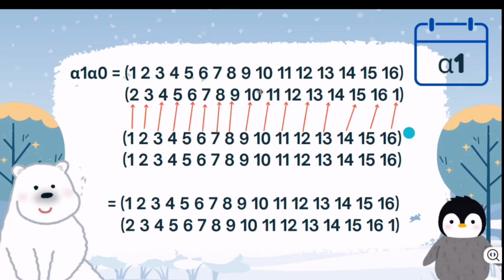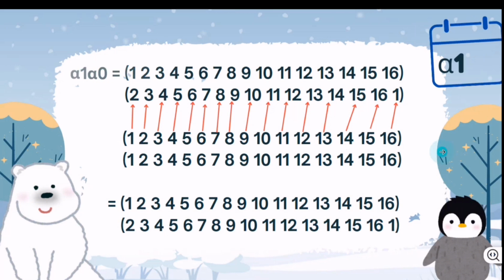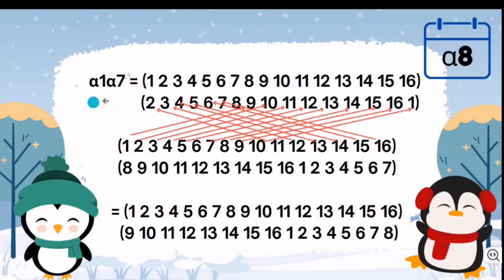And here we have alpha sub 1 and alpha sub 0. We operate alpha sub 1 and alpha sub 0. So the result is alpha sub 1. And here we have alpha sub 1 and alpha sub 7. So we need to operate this.